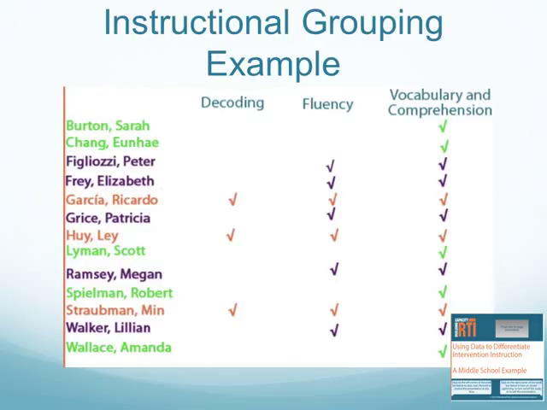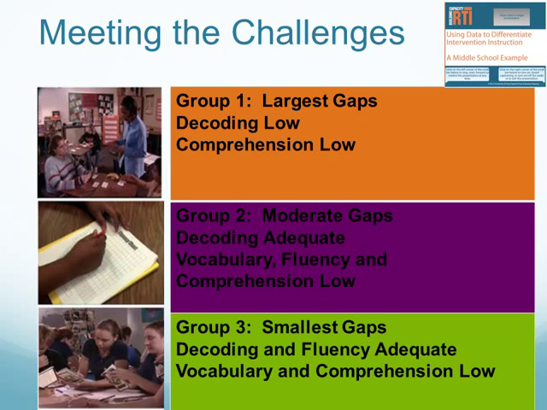Let's look at an example of how to use data to differentiate instruction to address different needs. This slide shares the list of students who are receiving support and areas of concern gathered from the data results. Those data indicated 3 of the students, Ricardo, Lei, and Min, in orange, struggle in the areas of decoding, fluency, vocabulary, and comprehension. Peter, Elizabeth, Patricia, Megan, and Lillian, in purple, struggle in the areas of fluency, vocabulary, and comprehension. And Sarah, Une, Scott, Robert, and Amanda, in green, struggle in the areas of vocabulary and comprehension. Based on the needs of the students, the teacher decided to place the students with the largest.